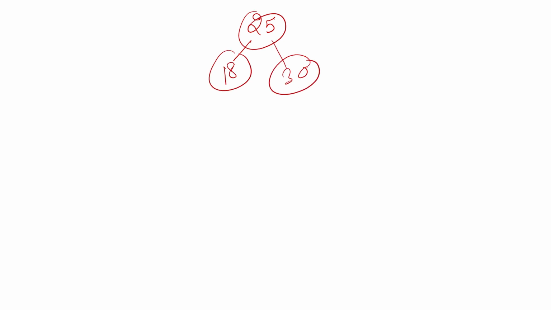Then 25 will become the topmost node with 18 and 30. So now let's implement it in the main tree only. So that will be easier to understand.